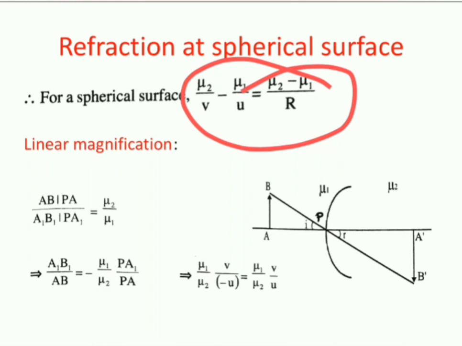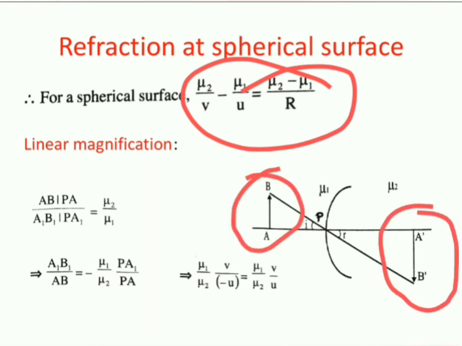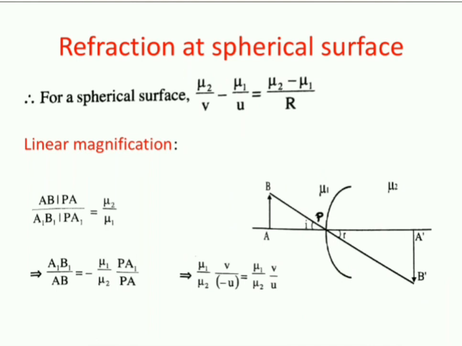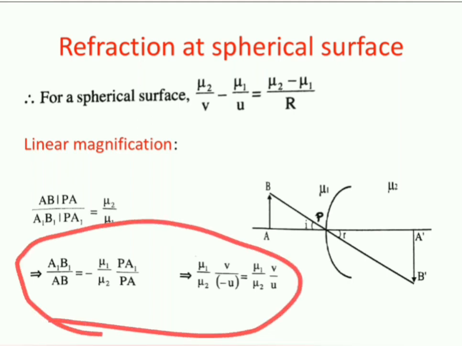Then here also are questions of magnification. If you have kept an object of height AB and the image formed is of height A dash B dash, then magnification, height of image by height of object, A dash B dash by AB, is given by the relation mu1 by mu2 into V by U. It is obtained by comparison of triangles for small values. Whatever we are doing in this chapter, those assumptions are true: the aperture of the mirrors is small, rays are close to the principal axis, and lenses and mirrors are thin. We are not taking thick lenses, only thin lenses.